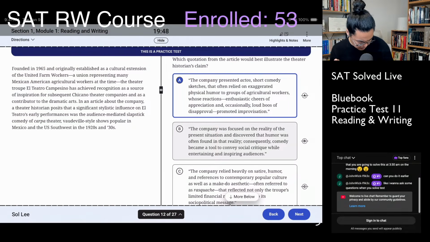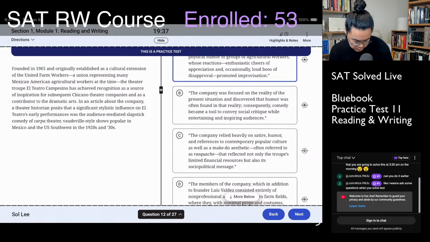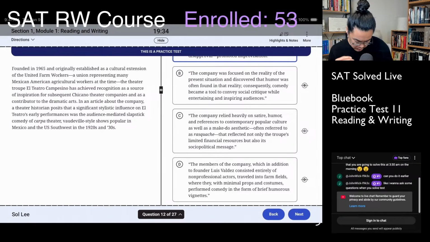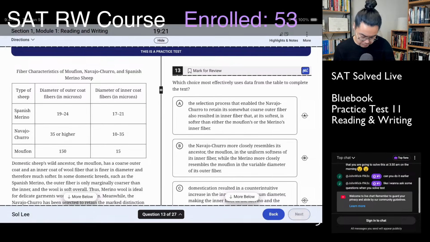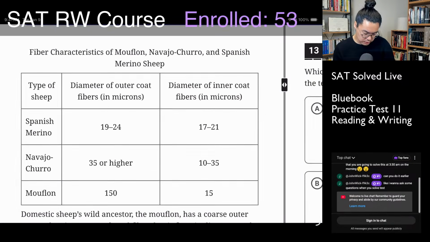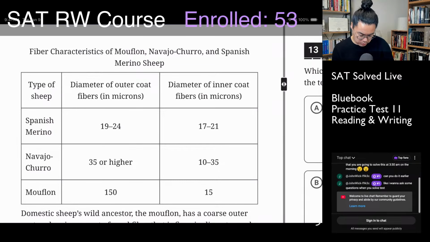Okay, vaudeville and audience-mediated slapstick. So slapstick is the exaggeration, and audience-mediated is from. Okay, that's actually A, supports the whole thing except for the dates, which is what I was fixating on at first. A has to be correct. I'm going to look at B, C, and D. Here we go. Nope. No, off topic. Yep, A is correct. Fiber characteristics of Mouflon, Navajo churros.